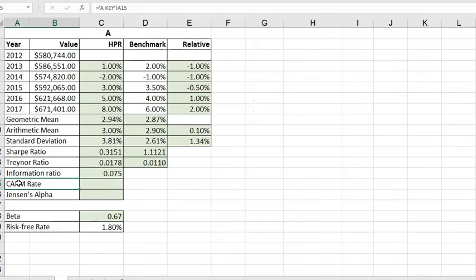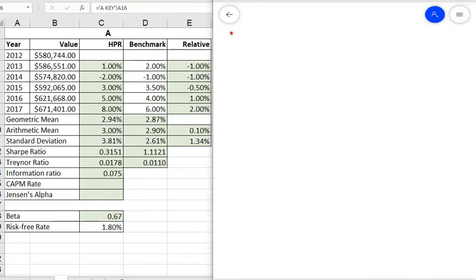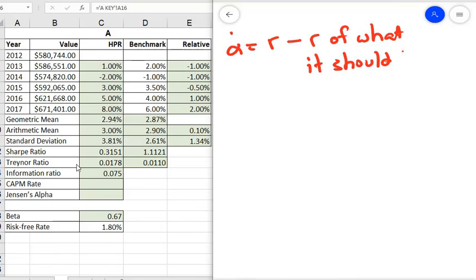Now, let's go on and look at the capital asset pricing model rate. The reason why we have to generate that is because we want to come up with Jensen's alpha. Let's look at this here. What Jensen's alpha does here is says the return of the portfolio minus the return of what it should be, given its level of risk.